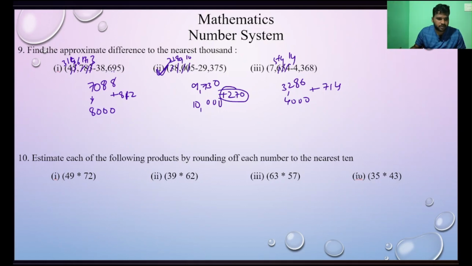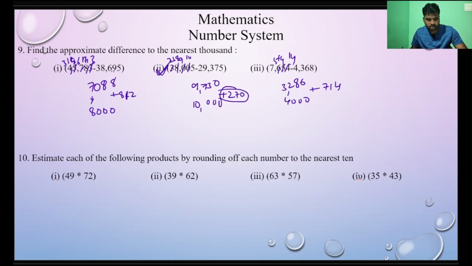Okay, moving on to the next question. Estimate each of the following products by rounding off each to the nearest 10. Here, this is the very easy part. Everything is very easy, but first we need to find the answer, and then we can do the rounding to the nearest 10. Simply he asked to find the nearest 10.